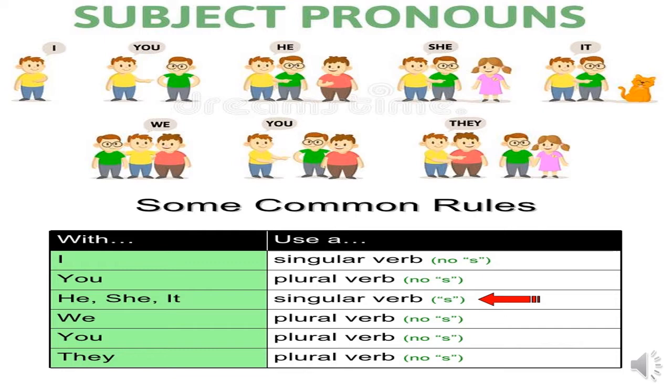Well, I have given you the subject pronouns through pictorial representation, and the common rules that apply here are: I is with the singular verb, you with plural verb, he, she, it will be singular verb with s, and then we with plural verb, you with plural verb, and they with the plural verb.